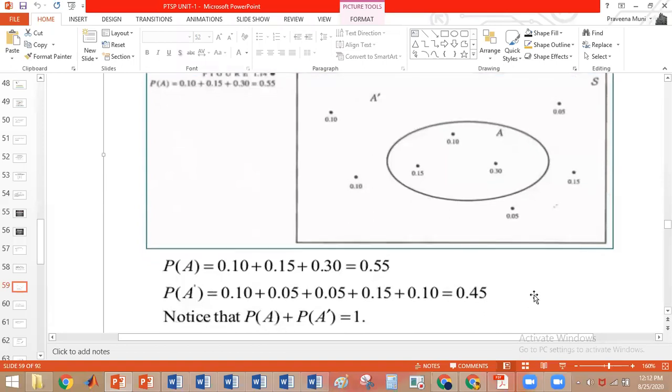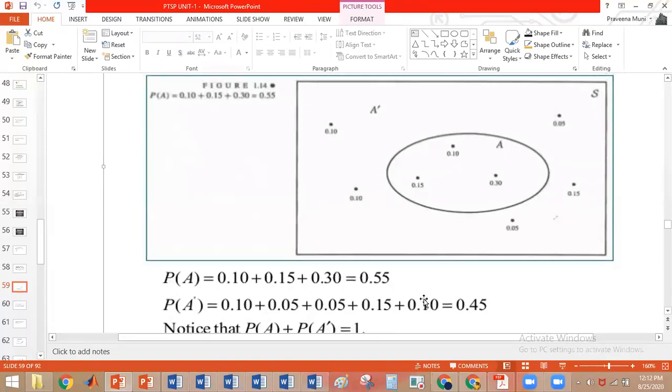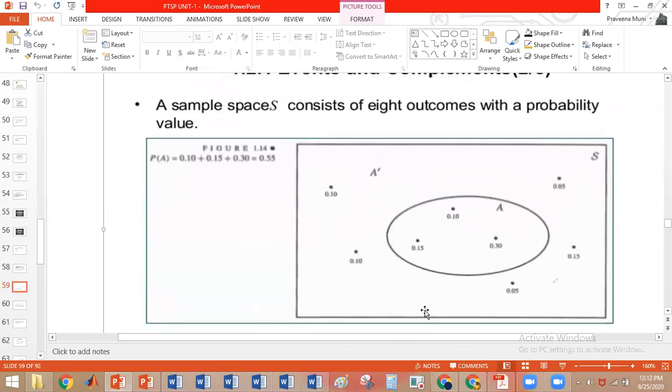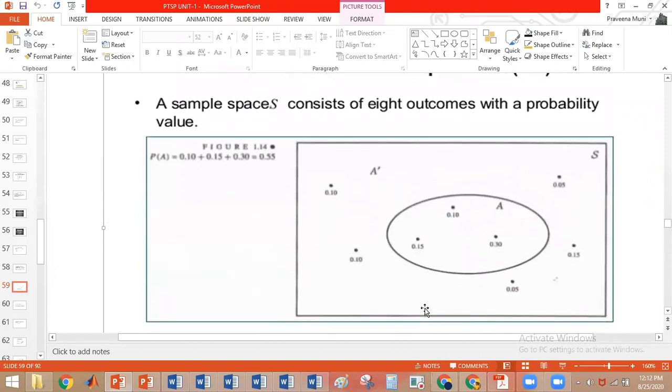You notice that when you add the probability of A and the probability of A complement, it is equal to 1. So we know that the probability of A plus the probability of A complement equals 1. Is it clear, students? Any doubts here? A complement is nothing but all the elements present in S other than the elements in A. Whatever we discussed in sets, the same thing applies to events also.